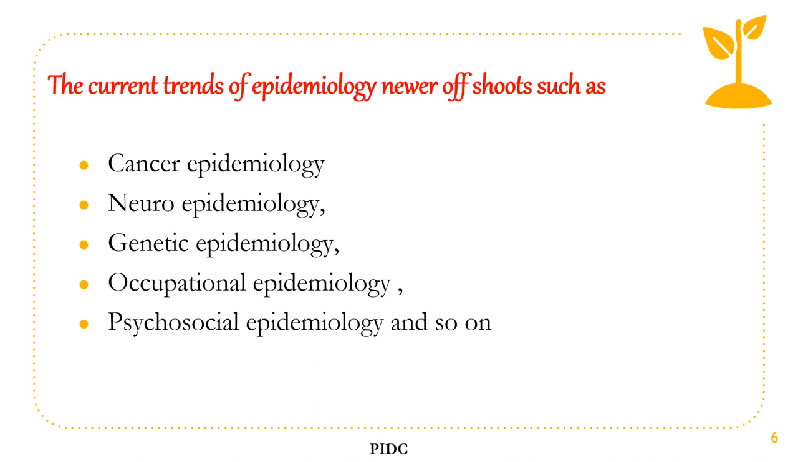The current trends of epidemiology include newer offshoots such as cancer epidemiology, neuroepidemiology, genetic epidemiology, occupational epidemiology, or psychosocial epidemiology.